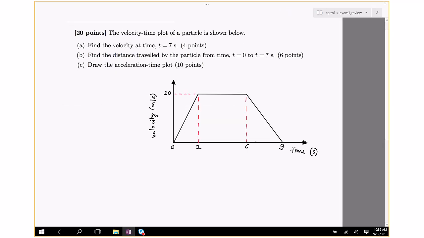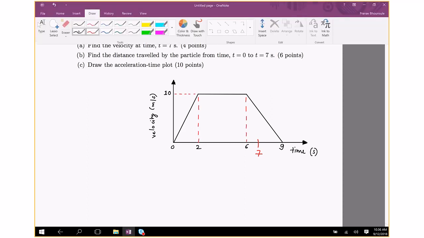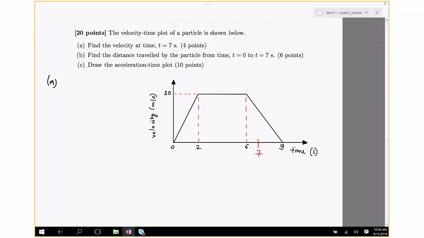Seven seconds. So 7 is right here. Can you find and poll the answer? Velocity at t equals 7.